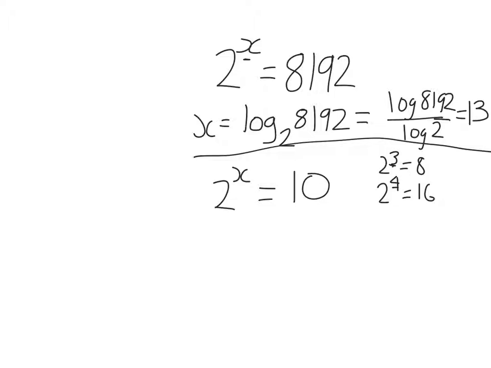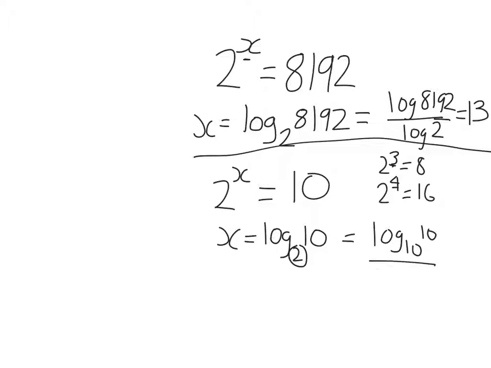So what do I do? I rearrange this equation. x would be log base 2 of 10. Again, your calculator might not allow you to put base 2 in, so what you would do is just put log base 10 of 10 over log base 10 of 2. Either way, you should get a number about 3.322, because you have to raise 2 to the power 3.322 to get 10. 10 is not a power of 2. That's why we got an irrational number here.